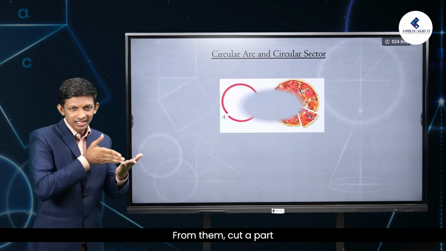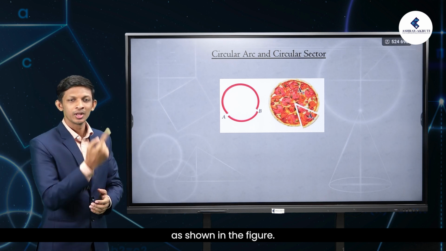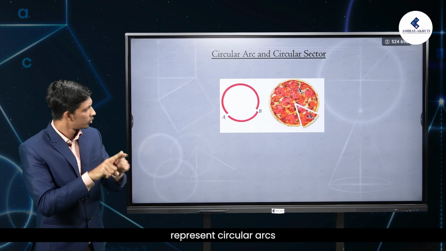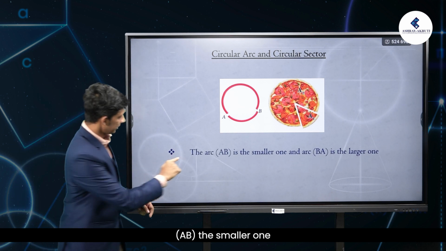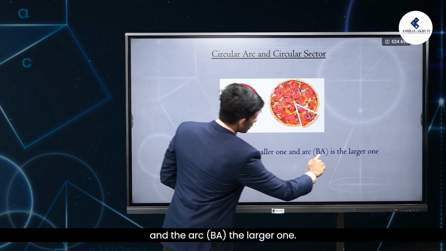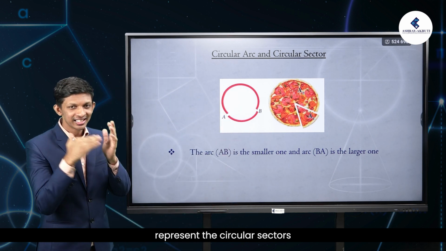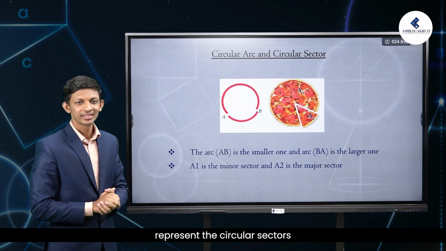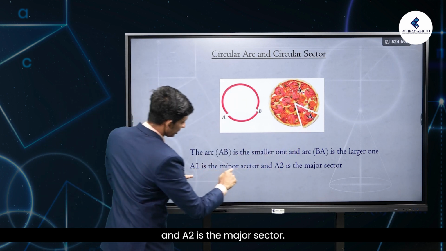From them, cut a part as shown in the figure. Each of the glass bangle pieces represents circular arcs. Here, arc AB is a smaller one and the arc BA is a larger one. Each of the parts of the pizza represent the circular sectors. Here, A1 is a minor sector and A2 is a major sector.